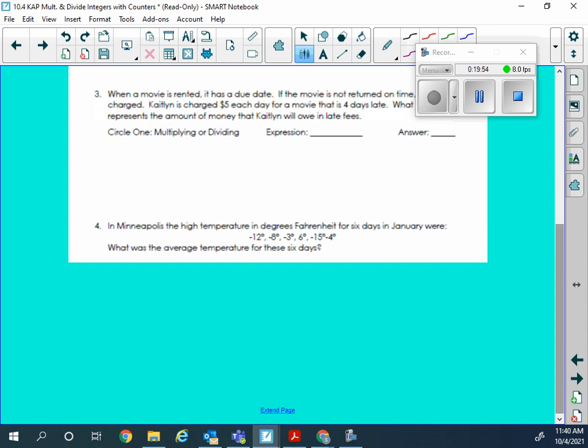We're going to go to number 4. In Minneapolis, the high temperature in degrees Fahrenheit for 6 days in January were negative 12, negative 8, negative 3, 6, negative 15, and negative 4. That's why I live in Minneapolis. But anyway, what was the average temperature? Tell me about the word average. That is the mean, and how do we calculate that? That's right.